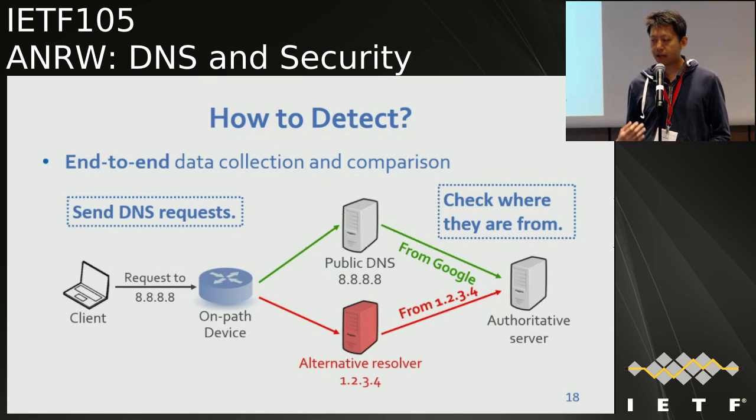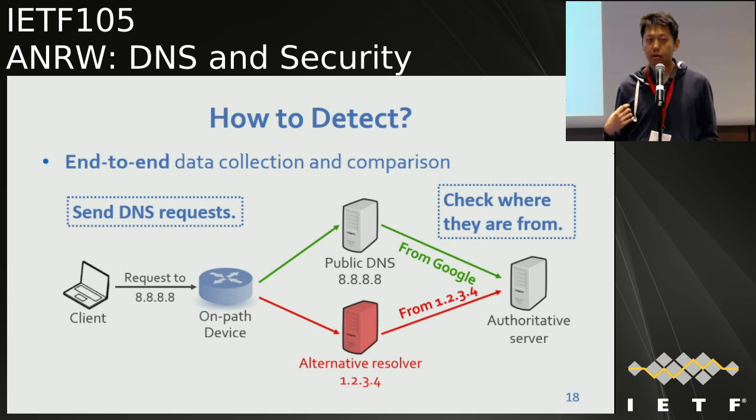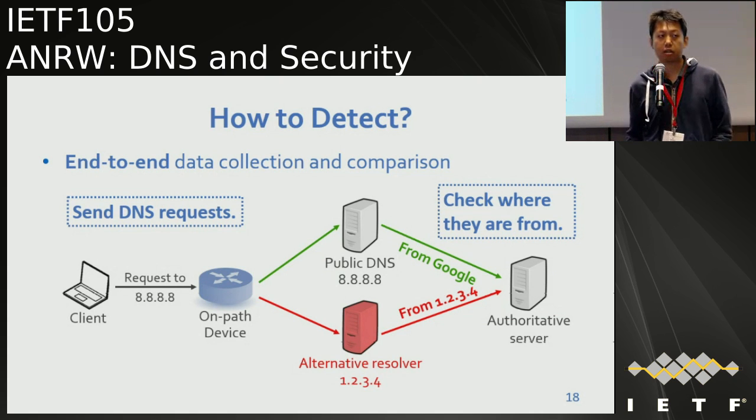The main reason is that if you look at the source IP address of the request going to the authoritative servers, and the source IP address does not really belong to, for example, Google, but belongs to something you have no idea about, nothing relevant to Google, then you can figure out there may be some issues with the DNS resolution process. So this is what we do: end-to-end data collection and comparison. We control some clients and let them send a large number of requests, and we also control some authoritative servers to receive those requests and then do some comparison.